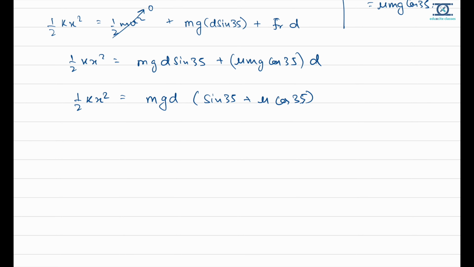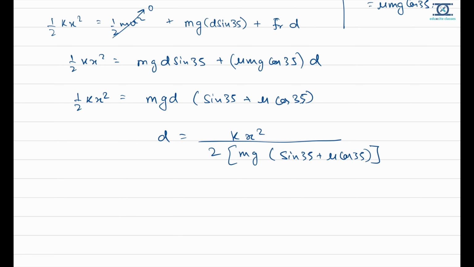Now we have to find out d, so d can be written as kx square over 2 times of mg times sine of 35 plus nu cos of 35. Why am I doing it like this? Because if you put the values in the beginning, you may get some errors. So in order to minimize your errors, you should put the values in your last equation.